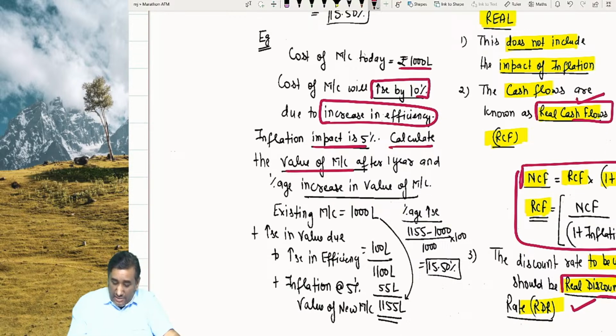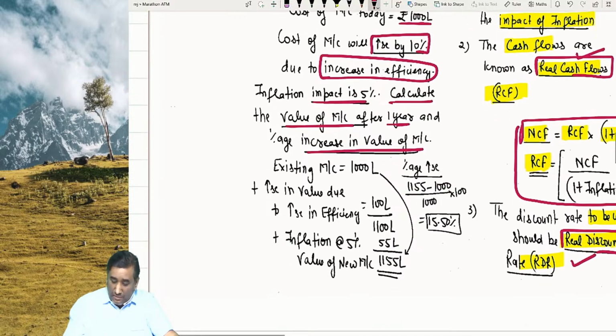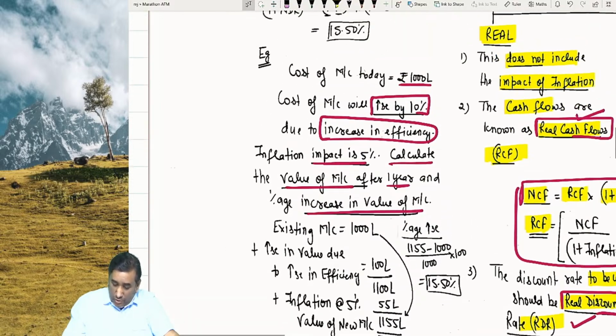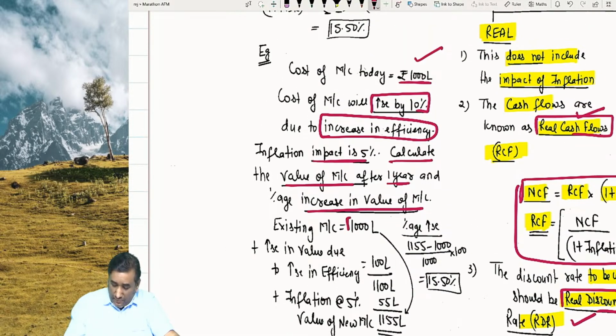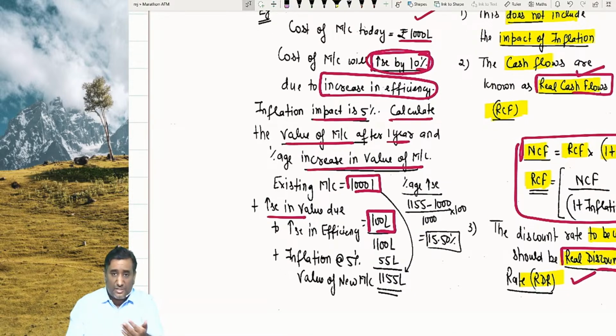Calculate the value of machine after 1 year and the percentage increase in the value of the machine. Now the existing machine value is what? I have 1000 lakh. Increase in value due to efficiency increase: how much are we increasing it by? 10%. 1000 lakh plus 10%, 100 lakh. So it becomes 1100. And then add the impact of inflation.